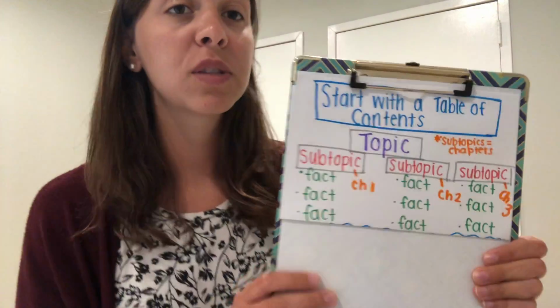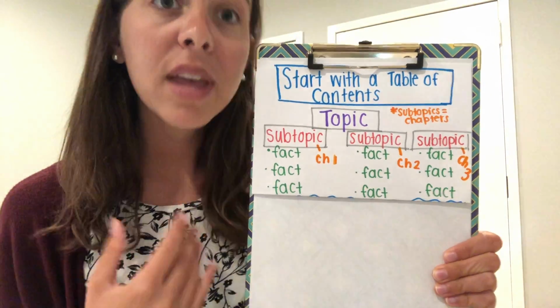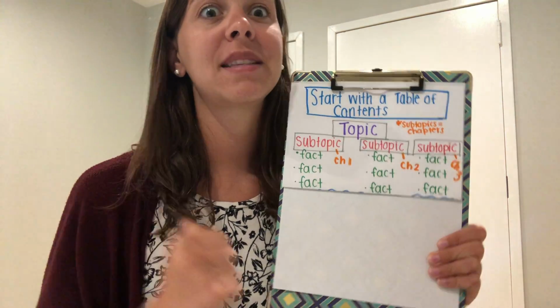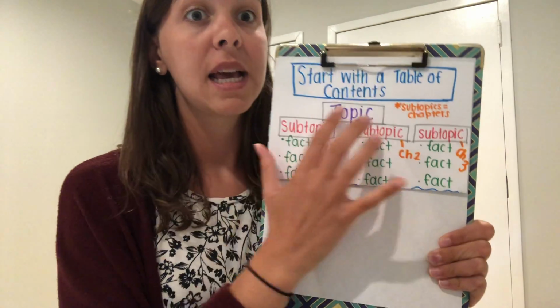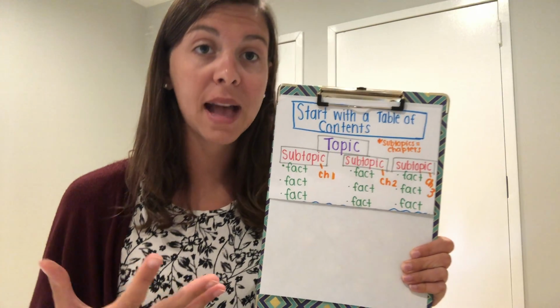So you have a big idea, and then a subtopic is a smaller idea that fits inside of that big idea. So we're going to be learning how to think about our writing in a way similar to how authors of nonfiction texts organize their chapter books. So what we're going to do is talk about starting with a table of contents. So like I said before, we have a topic, and that's a big idea. That might be something big, like planets. It's a very vague, general topic that has a ton of details that we can add to it.